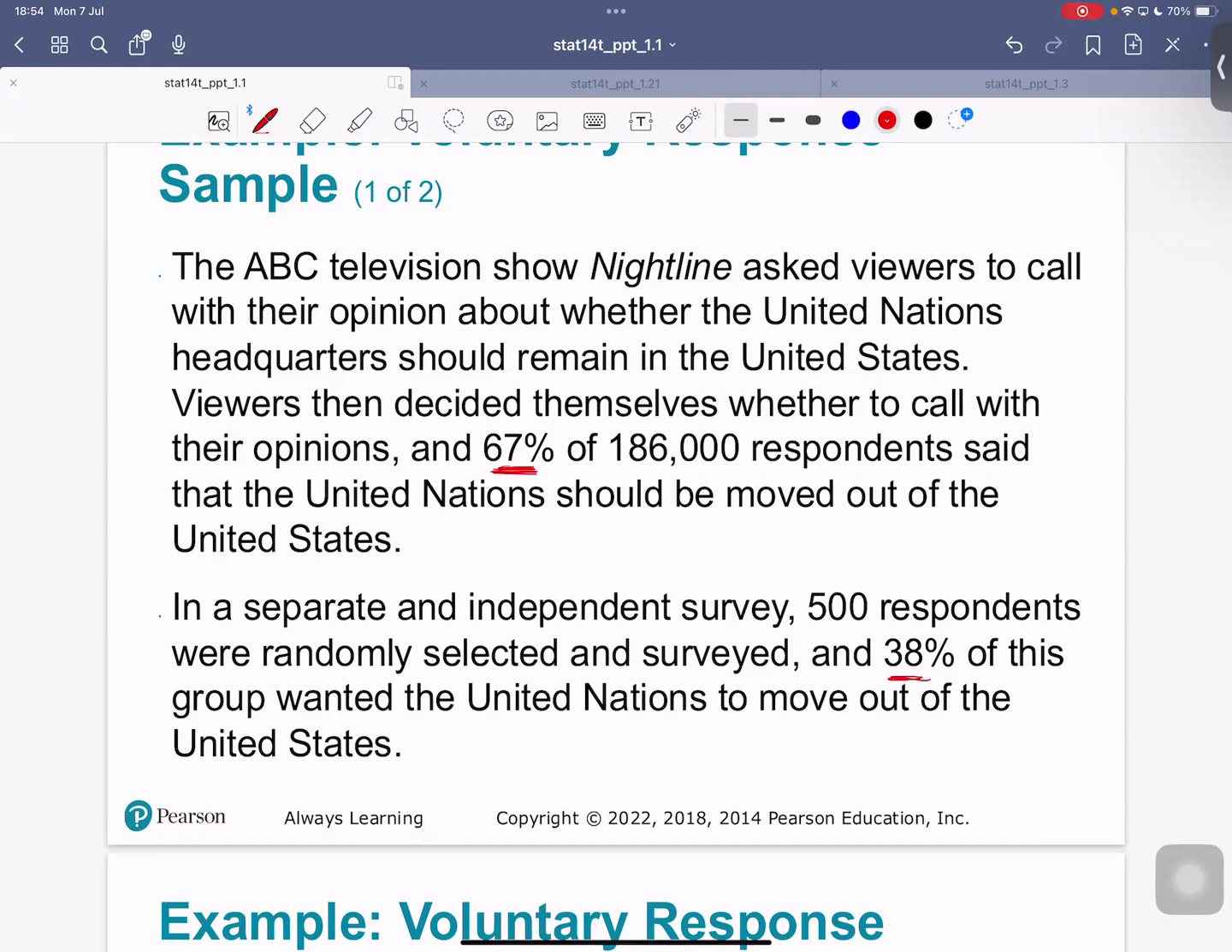So if we say the two polls results are very different here, what do you think? Which one is going to give us a better result? The smaller group or the larger group?